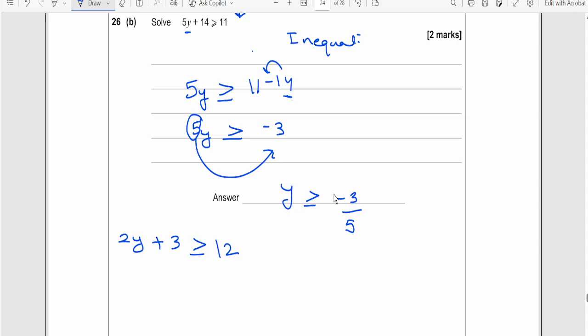Is it 9/2? Very good. It is 9 over 2. Y is greater than and equal to. How do we read this sign? This is greater than and equal to.